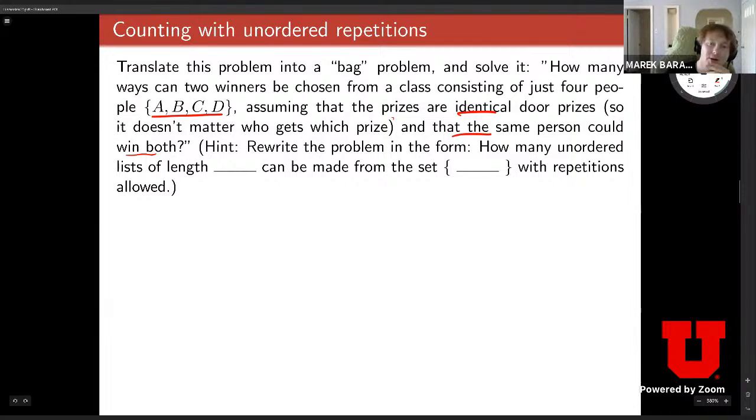Okay, so someone want to help? As the problem says, we're doing an unordered list of some length, and we're using some set with repetitions allowed. So this is because it's a bag. And I'll give you a minute to think about this.